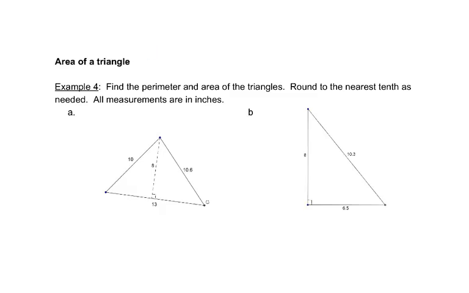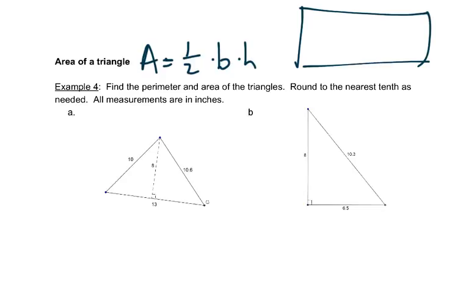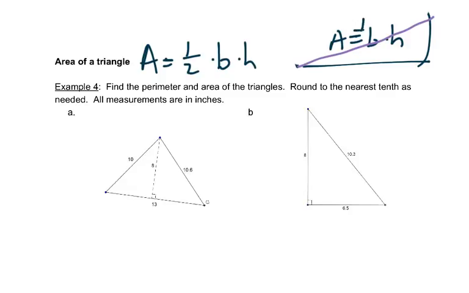The area of a triangle is 1/2 times base times height. Now, a way to think about that is that if we have a rectangle, the area is base times height. If I cut it diagonally, I'm losing half of it. So my triangle that's left is 1/2 base times height. So we're going to look for the area and the perimeter.